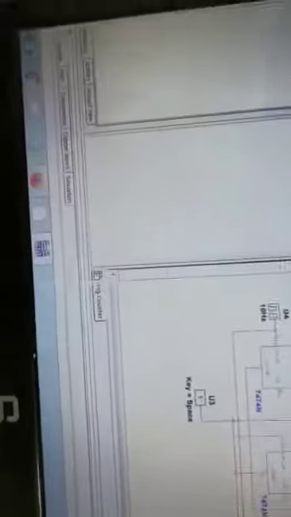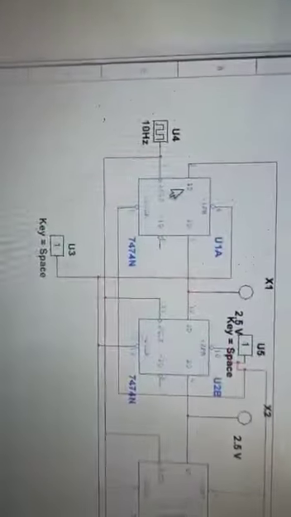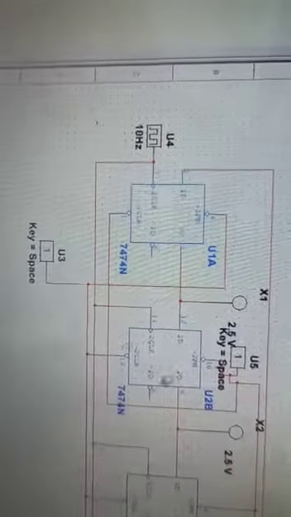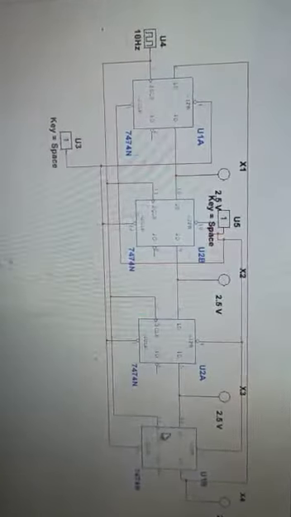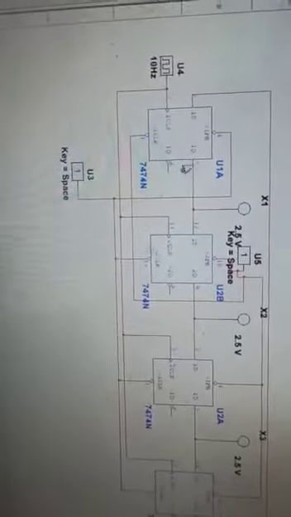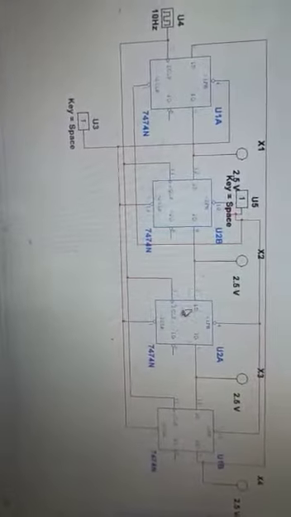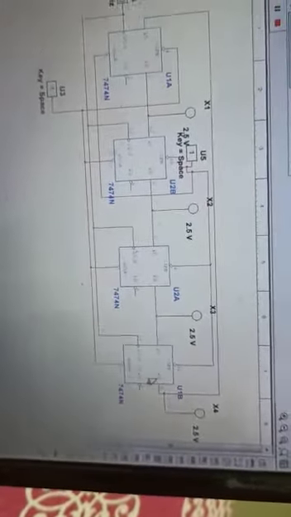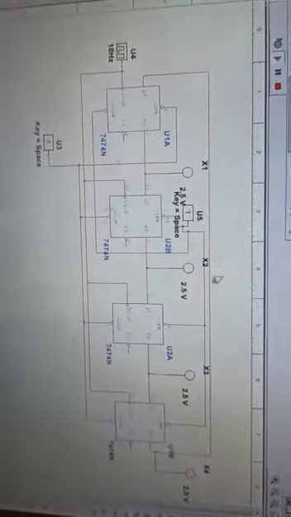Now here 4 D flip-flops are used. First D flip-flop, second D flip-flop, third D flip-flop, fourth D flip-flop. Output of first is given as an input to the next. Output of next is given as an input to the third. Output of third is used as an input to the fourth, and output of fourth, that is the last flip-flop, is used as an input to the first.